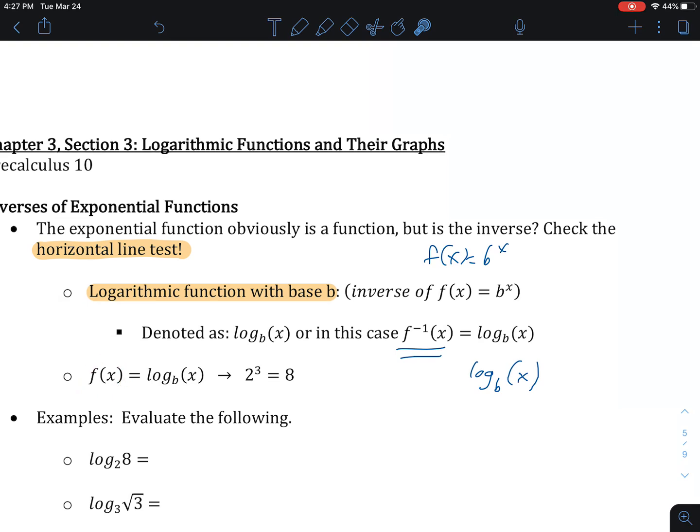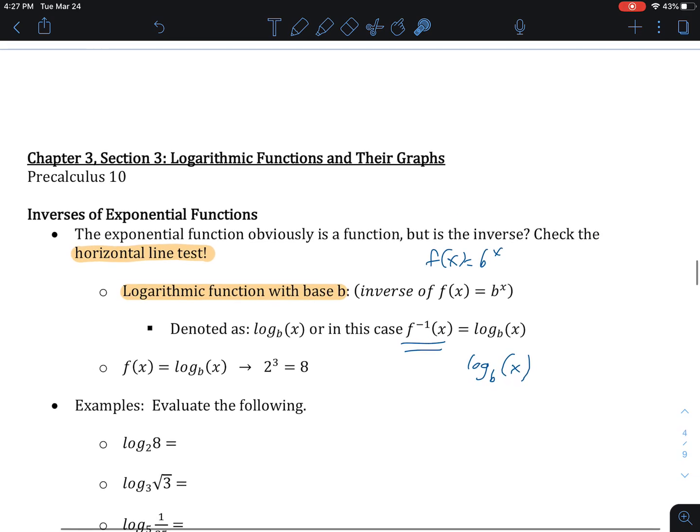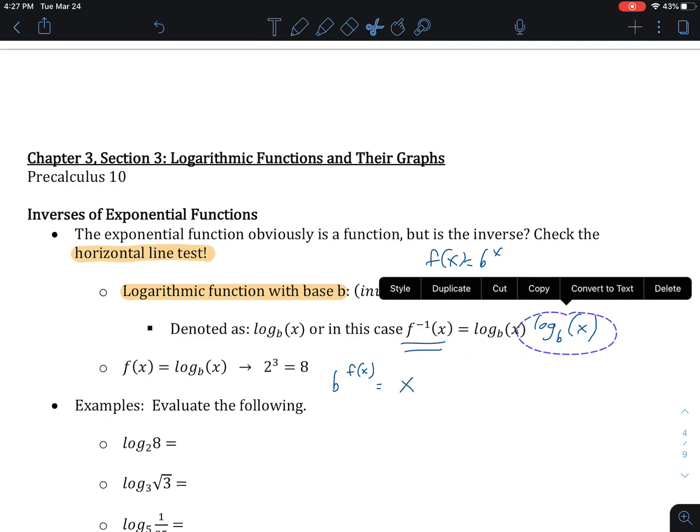So let's look here. This is what it means. f of x is log base b of x, right? And this is a general form, and we'll see that in a sec. But basically it's the opposite of exponents. So I'm going to write down a phrase and say it a lot. I should have done this in the general form, but log base b of x equals f of x means b to the f of x is x.